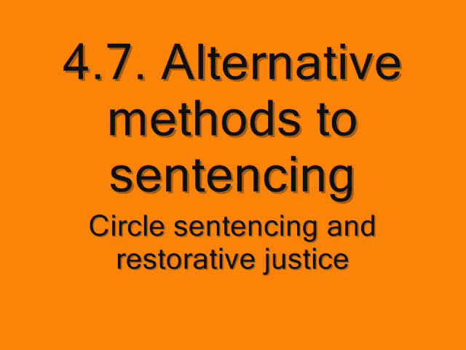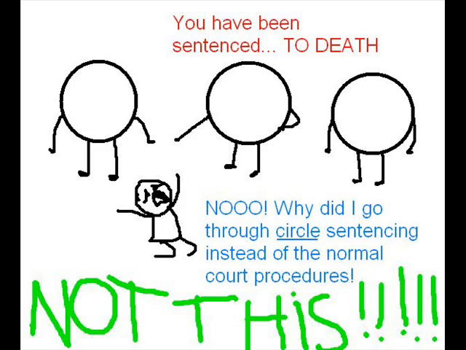Alternative methods to sentencing. This includes circle sentencing, which is a way of addressing things about different cultures only for summary offences, and is also a way of addressing issues about the Aboriginal community. And there's also restorative justice, where the offender faces the victim's family, and the offender must have remorse for restorative justice to work.